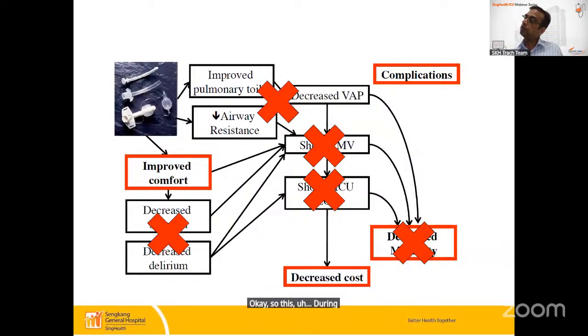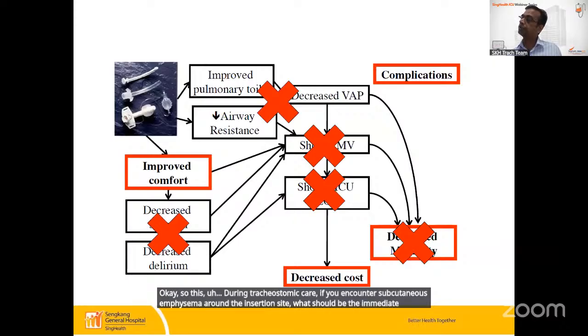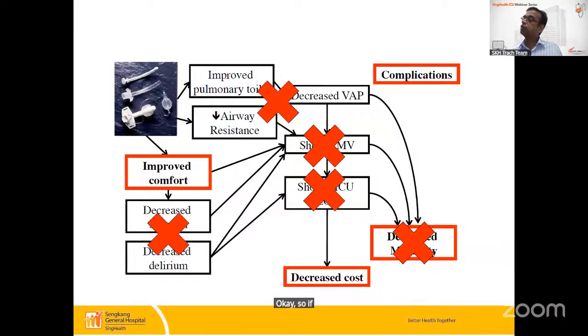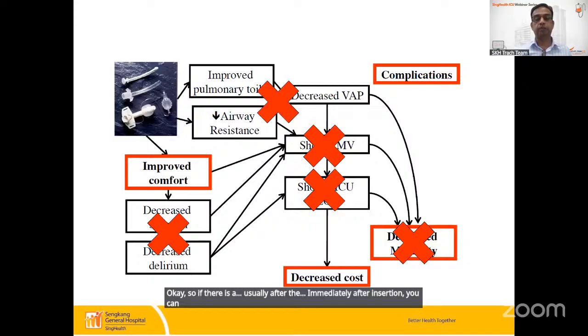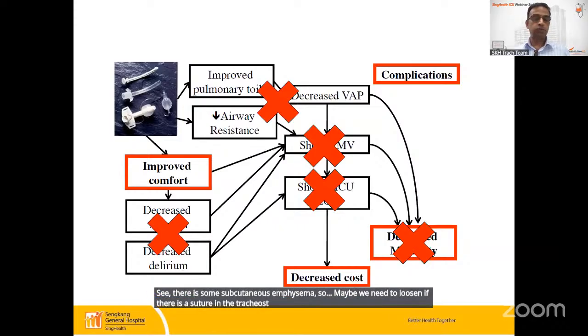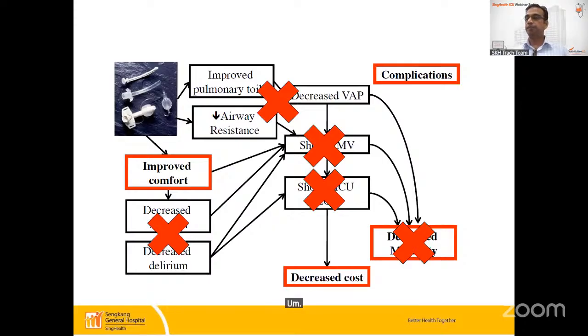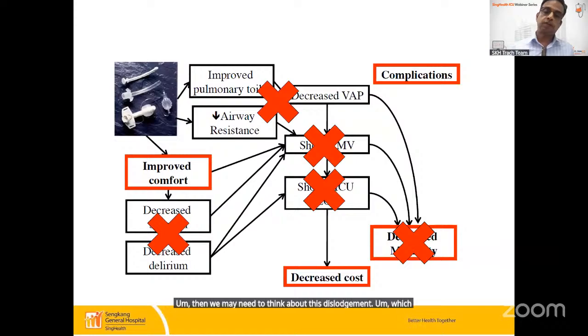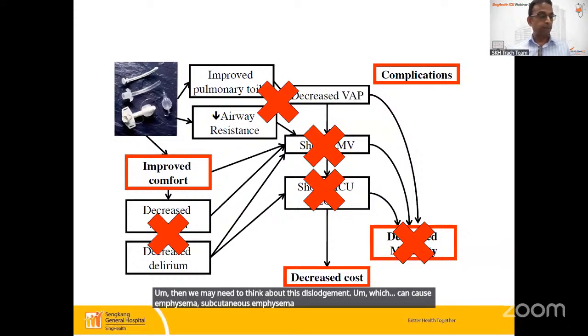During tracheostomy care, if you encounter subcutaneous emphysema around the insertion site, what should be the immediate action? Usually, immediately after insertion, you can see some subcutaneous emphysema. If there is a suture in the tracheostomy, we need to loosen the suture. If it is happening a long time after the tracheostomy insertion, then we may need to think about dislodgement, which can cause subcutaneous emphysema as well.